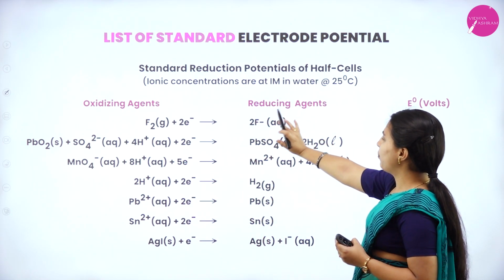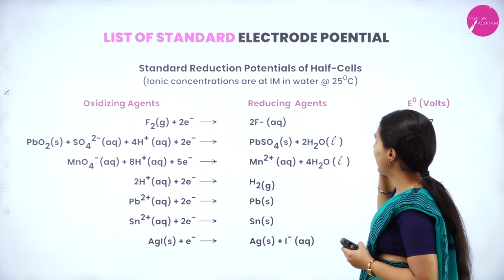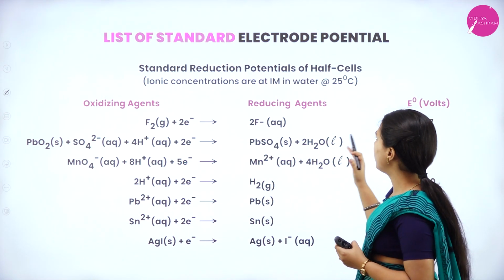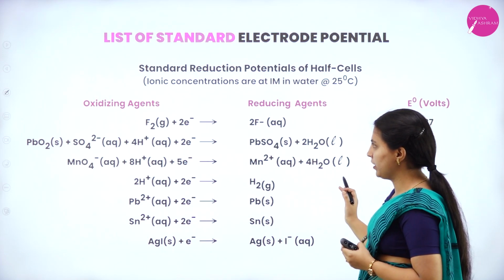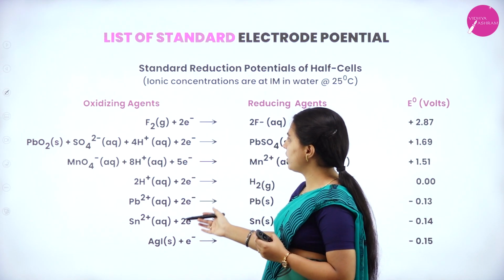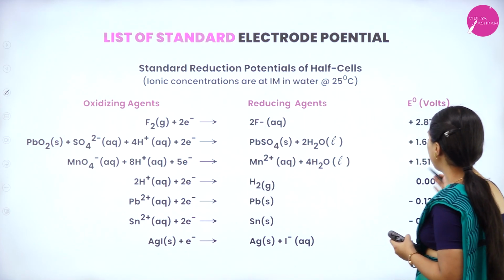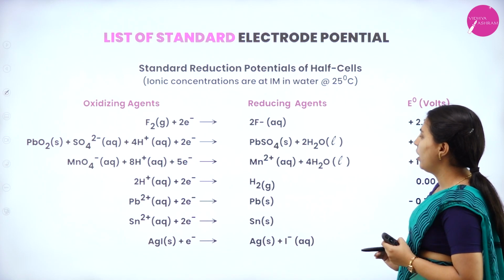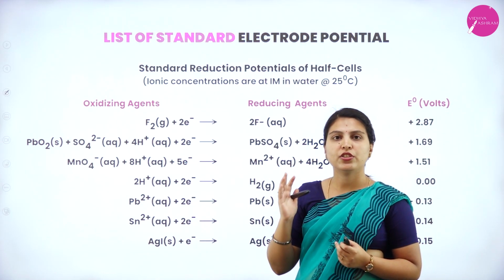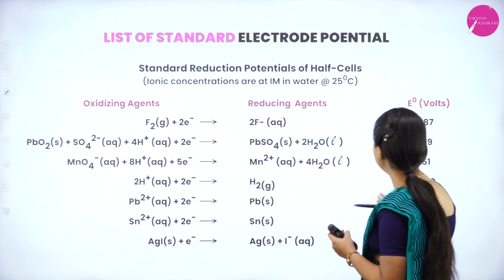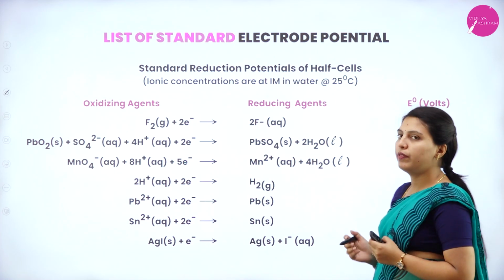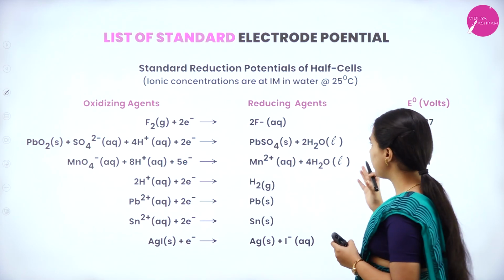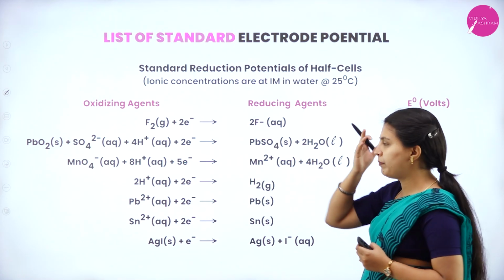List of standard electrode potentials. Standard reduction potential of half cells, where the ionic concentrations are 1 molar in water at 25 degrees Celsius. These are the oxidizing agents, and here the reducing agents, and this is in volts. Here, the one having a negative sign will be the strong reducing agent, and the one having a positive sign will be the strong oxidizing agent. This is the major significance of negative and positive signs.